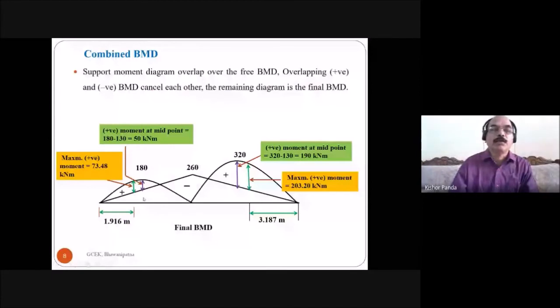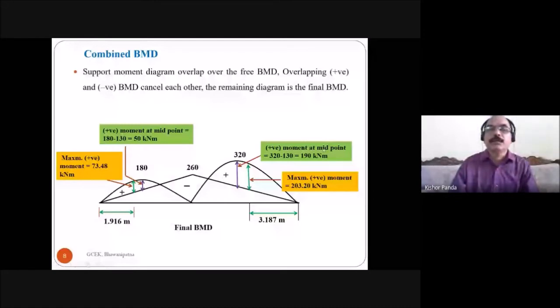Then after knowing this value, you can find out what is the positive moment at midpoint of the span AB. This you will find out. Similarly, for this span also, you can find out what is the positive moment at midpoint.